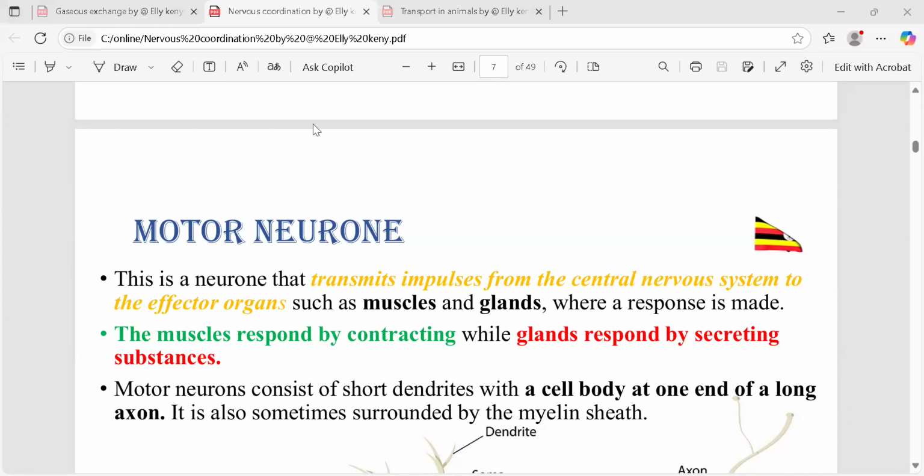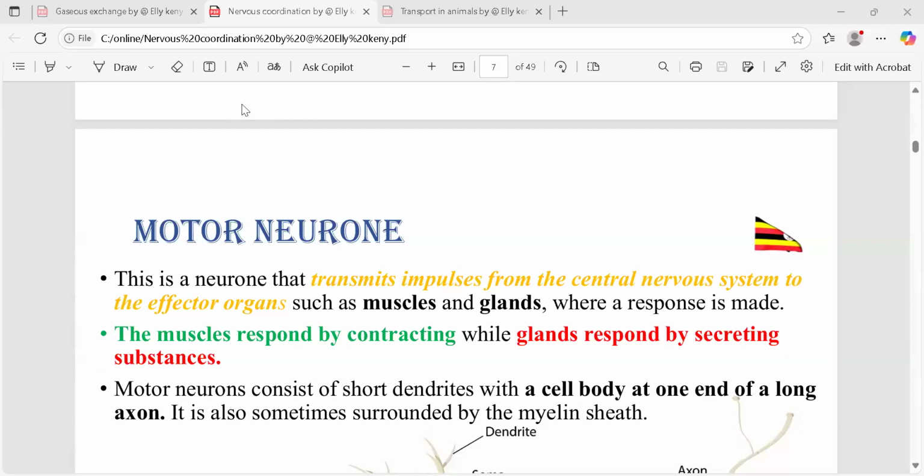All right, let me answer that. I'll give two examples. One involving the effectors being the muscles. Second, involving the effectors being the glands. I'll start with the one for the muscles. Let's assume someone has seen a snake, for example.